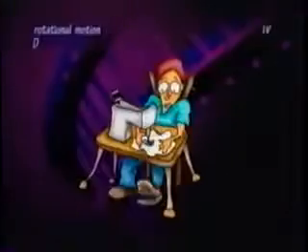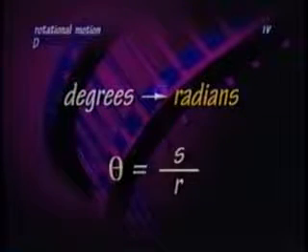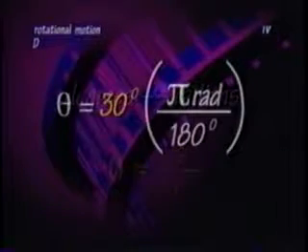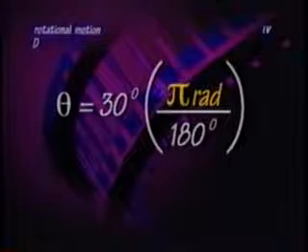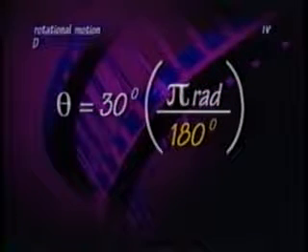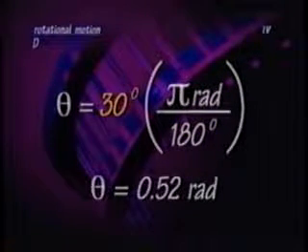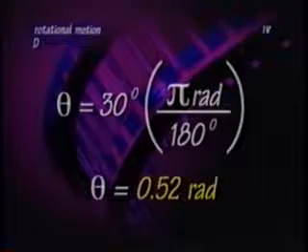All we have to do is plug in and solve for S in the equation theta equals S over R, right? Wrong. Remember that we can only use radians when using rotational motion equations. So, because we were given theta in degrees, we have to convert degrees into radians in order to use our equation. So we have 30 degrees. Multiply that by pi radians over 180 degrees, and you get that 30 degrees equals 0.52 radians.